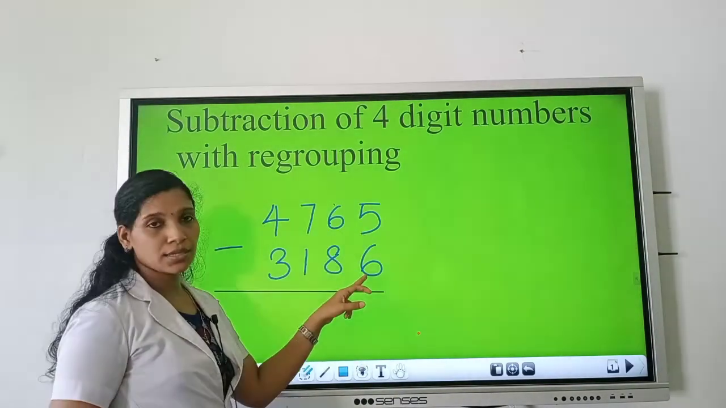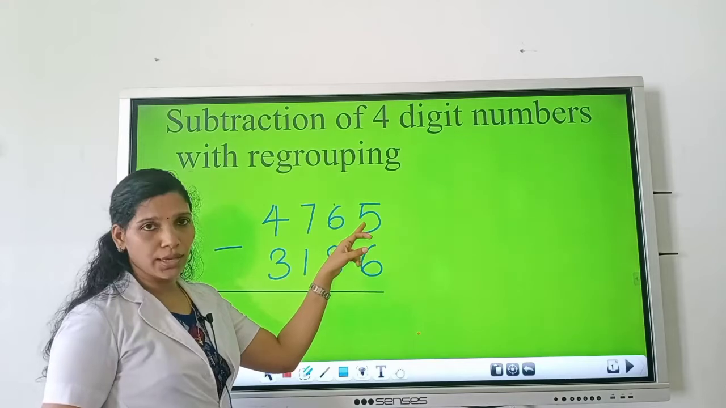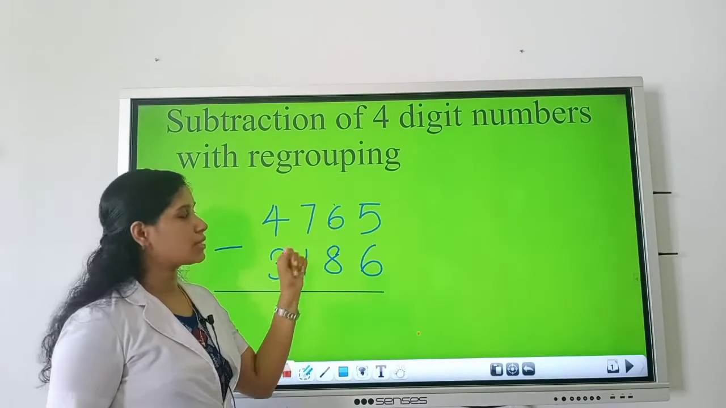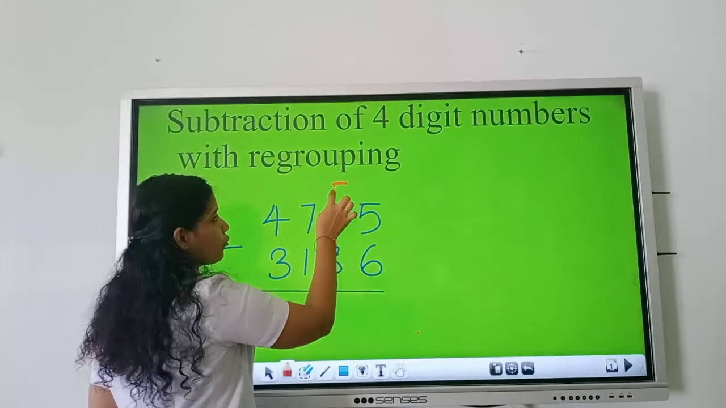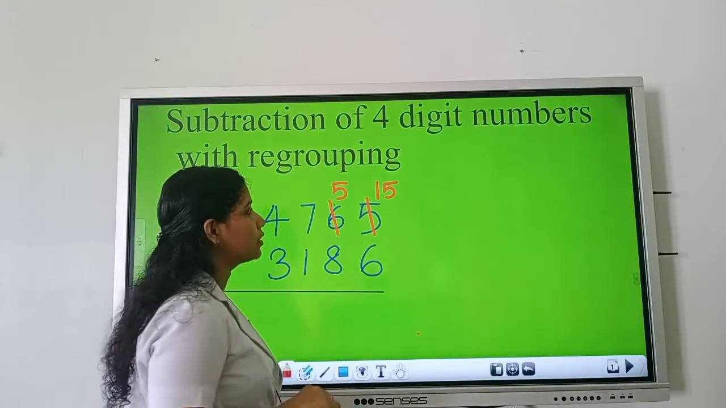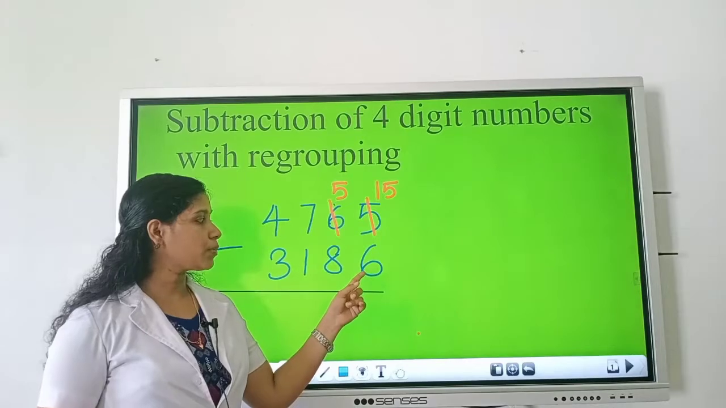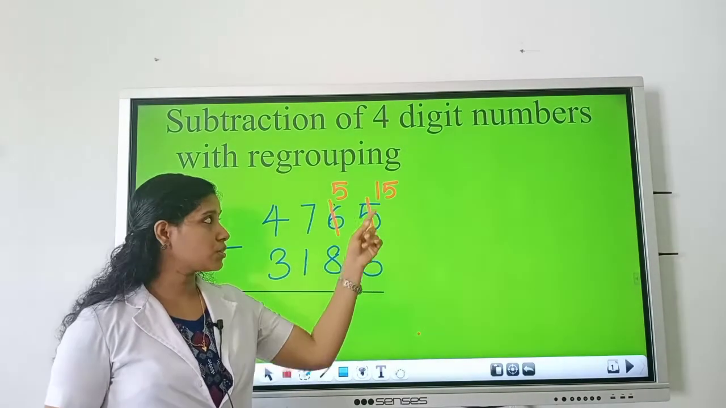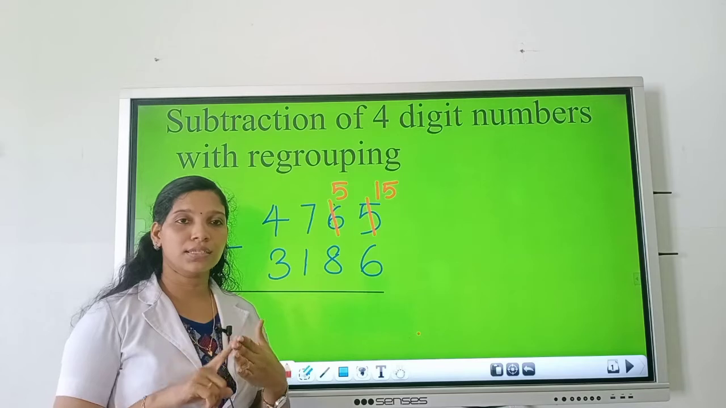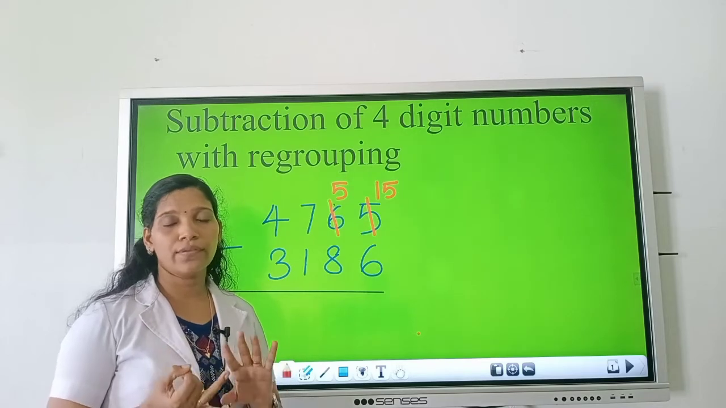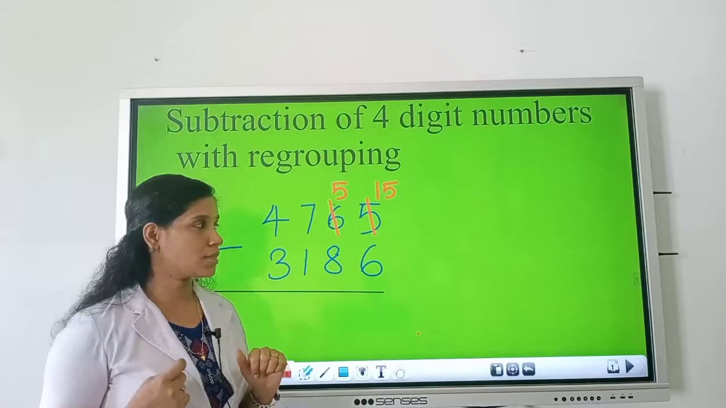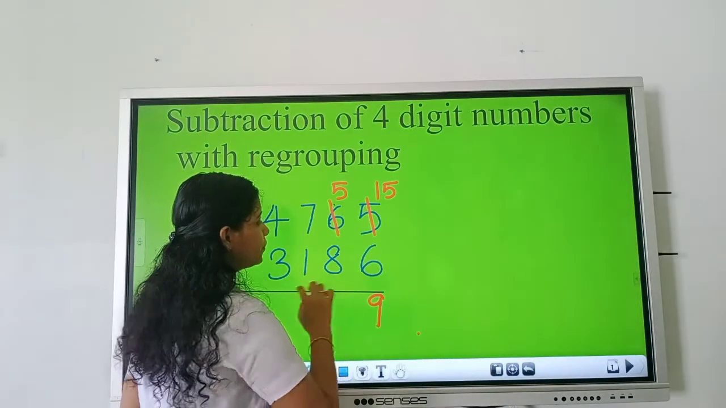5 minus 6, but 5 is a smaller number. So what will we do? We will borrow from the nearest place. So 6 will become 5 and 5 will become 15. Now let's see how many numbers should be added to 6 to get 15. 7, 8, 9, 10, 11, 12, 13, 14, 15. 9 numbers. So we can write here 9.